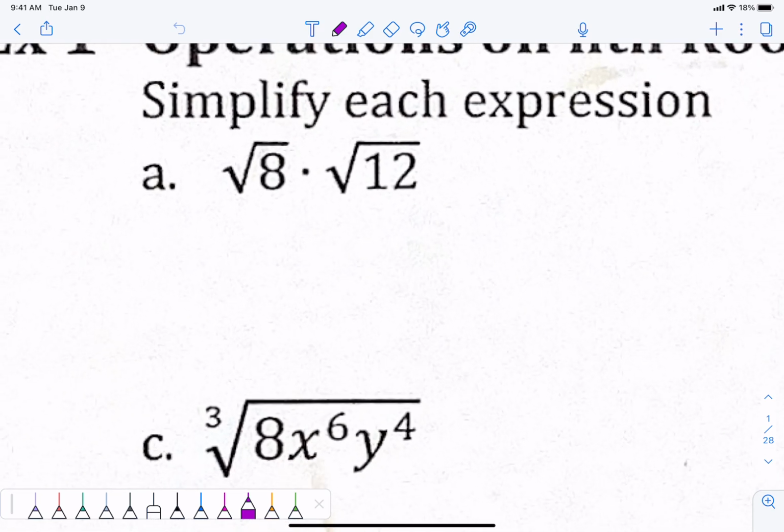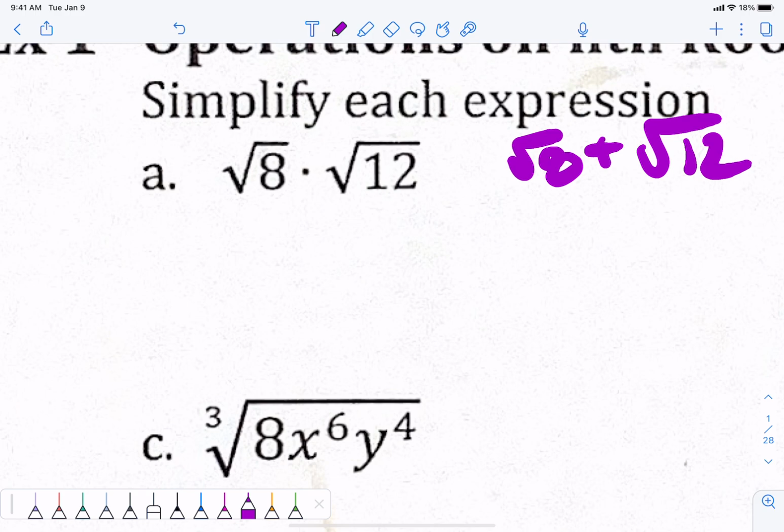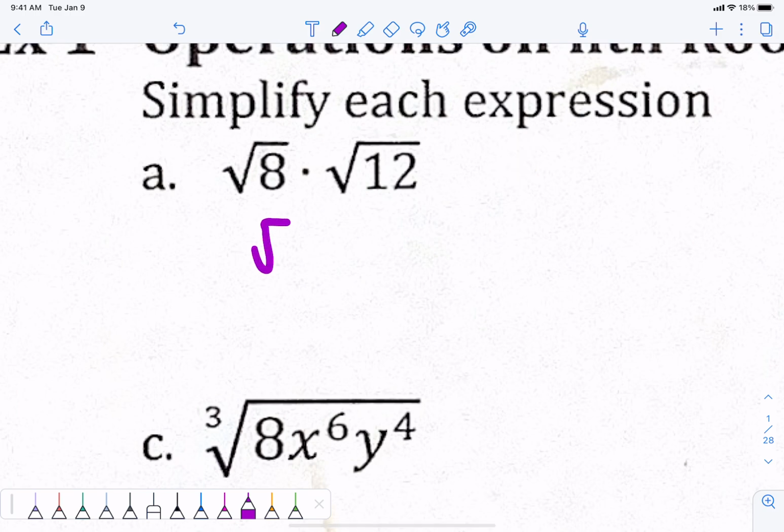What can you do? Multiply. Can you put 8 and 12 together? Yeah, they both are under a square root. Right, and you're multiplying. If you were adding, you could not, right? If this was the square root of 8 plus the square root of 12, nope, can't do it. But the square root of 8 times the square root of 12, you can. 96. But you're not going to leave your answer as the square root of 96, and you're not going to give me a decimal.